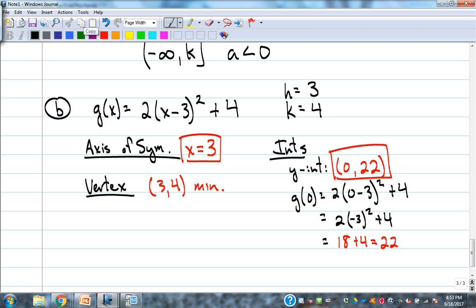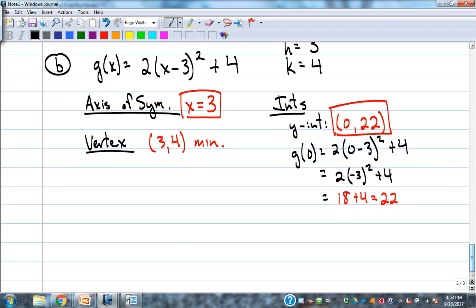Finding the x-intercepts, if they exist. So we're taking the equation and setting it equal to 0. Factoring is possible here, but not a good way to go about doing things. The quadratic formula is possible here, but we'd have to do a lot of pre-work for us to use it.